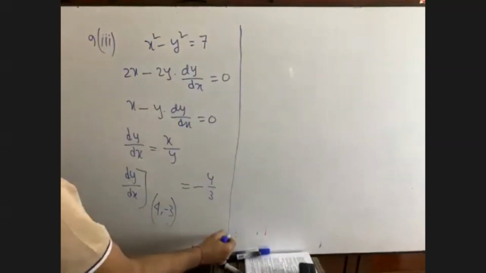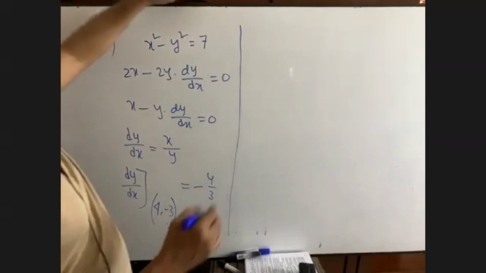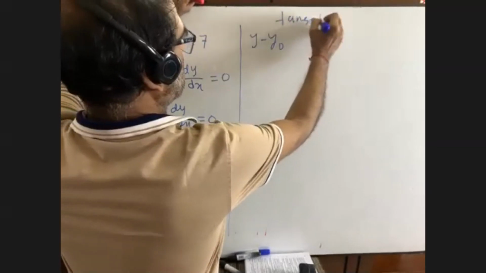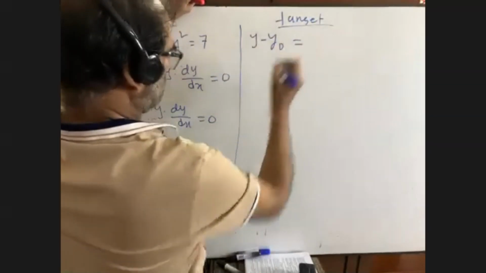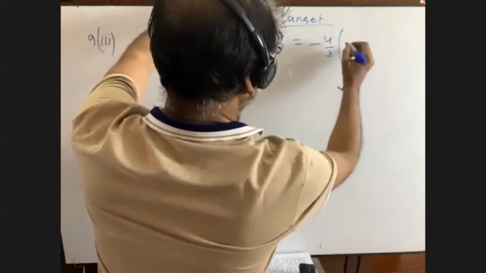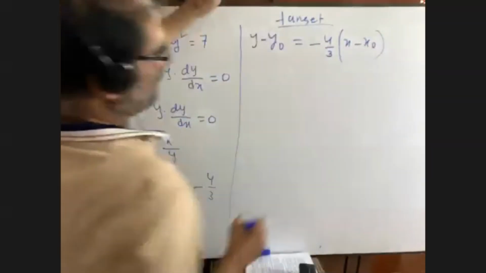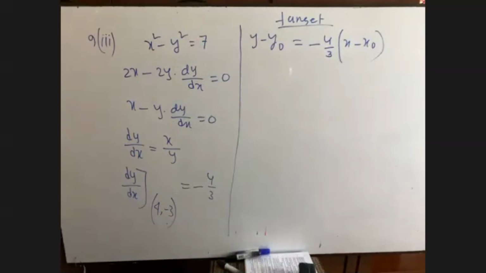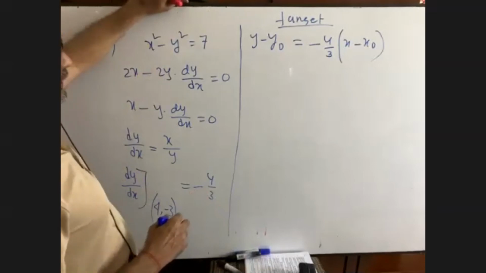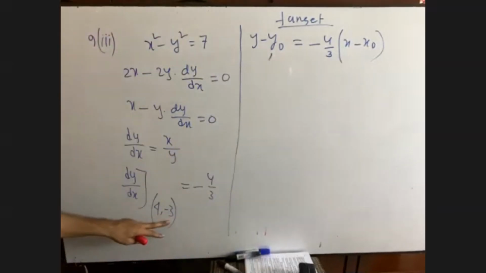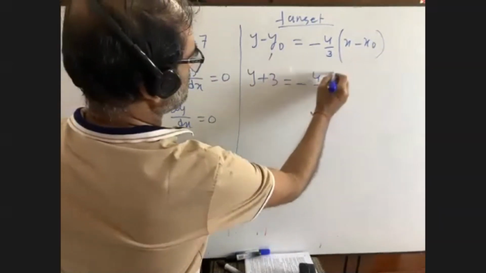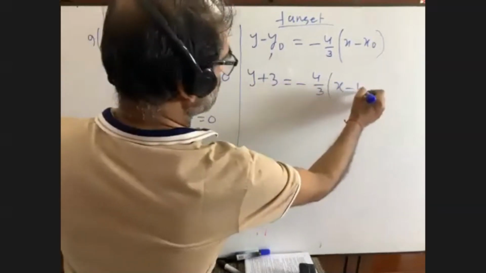So what is the equation of the tangent? Write down the equation of the tangent. y minus y naught equals m, and m is minus 4 by 3, times x minus x naught. Here, what is y naught? Y naught is minus 3. So, y plus 3 equals minus 4 by 3 times x minus 4.